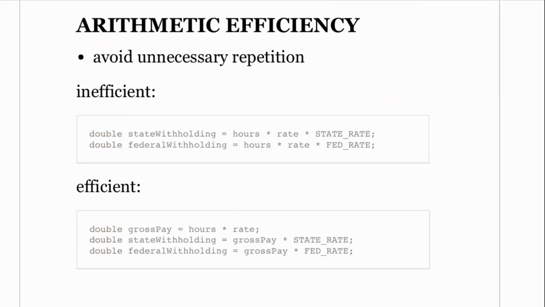One thing to note here is that you really want to be efficient in the math that you're doing. You don't want to just repeat yourself unnecessarily. If you can be as efficient as possible, then do that. In this example here, they're calculating certain things. They're multiplying hours and rate over and over again. Instead of multiplying it over and over again, you can just create a whole new variable.